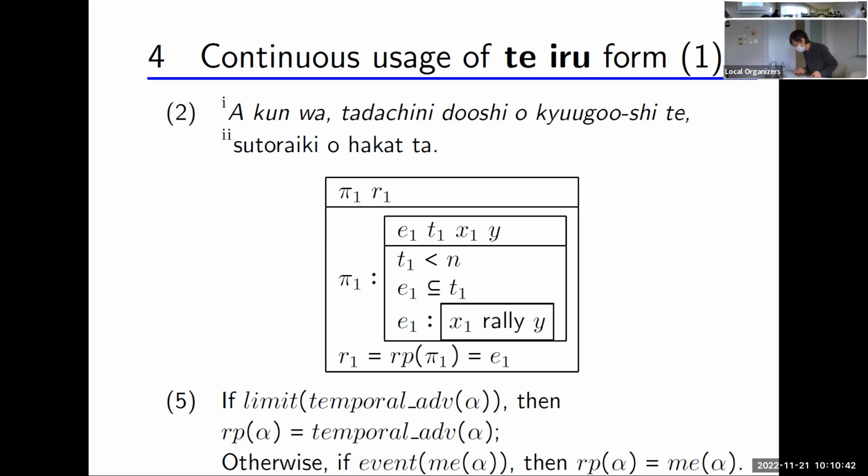But if a certain constituent is an event, or at least the main event of a certain constituent is an event, then its main event becomes a reference point of that constituent. And this part of the rule applies to this. So the reference point of this SDRS is actually the event of the main predicate, that is E1.